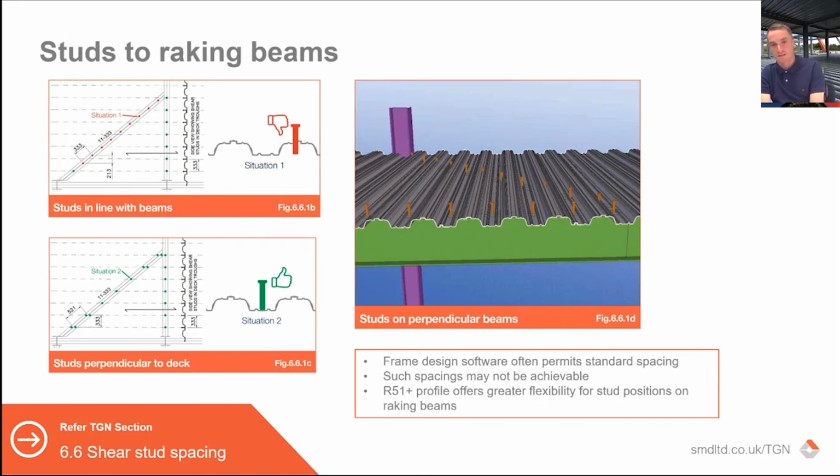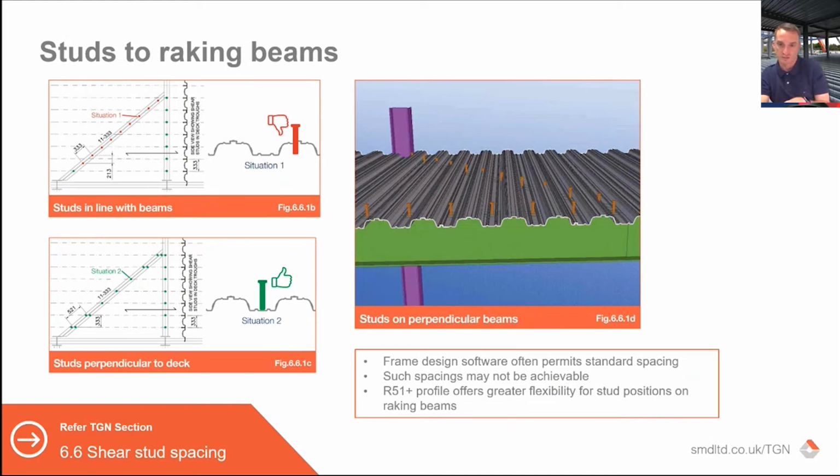One thing that can and is often an issue is studs when you have raking beams. So we try to sort of display it here. There are frame design softwares that permit, or typically permit, standard spacing. So with a TR60 Plus, they'll permit 333 spacings on perpendicular beams, and they'll permit a standard spacing on a parallel beam that is chosen. So you can govern the standard spacing because it's not limited on a parallel beam.